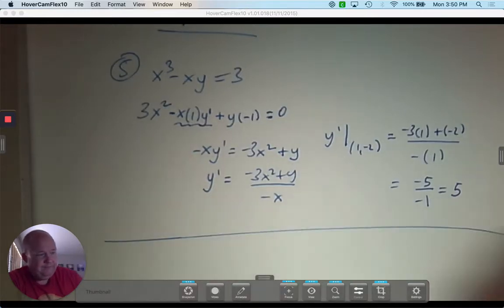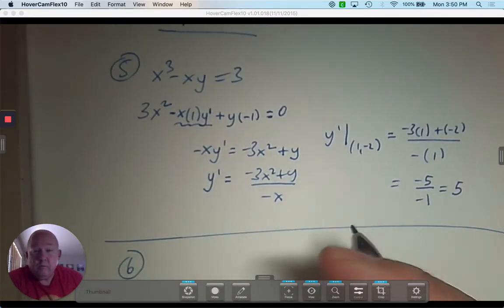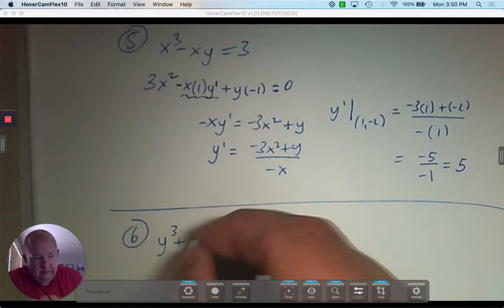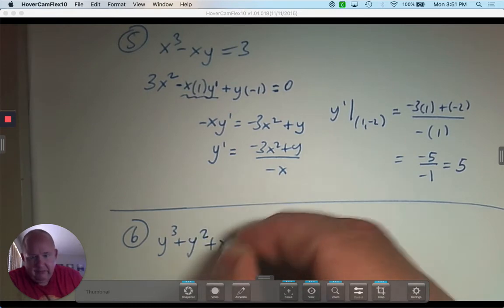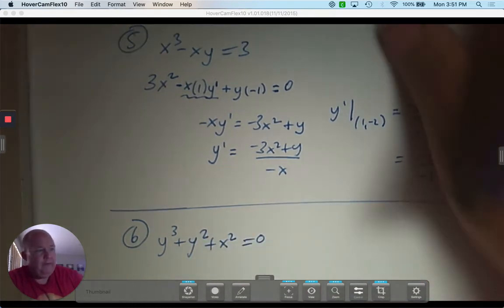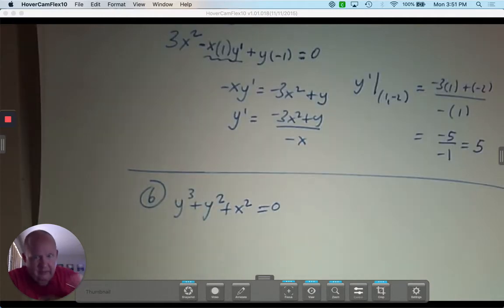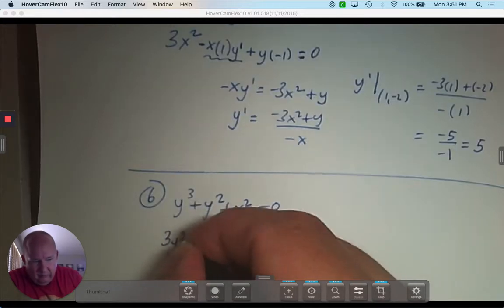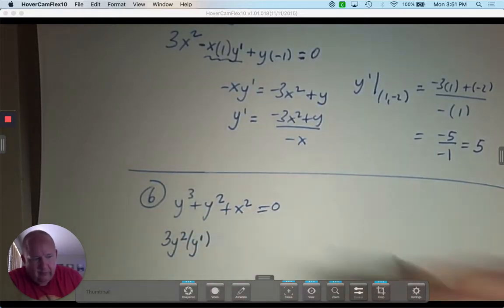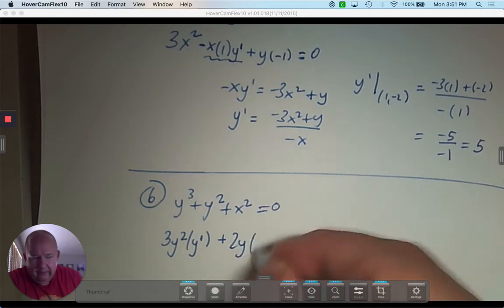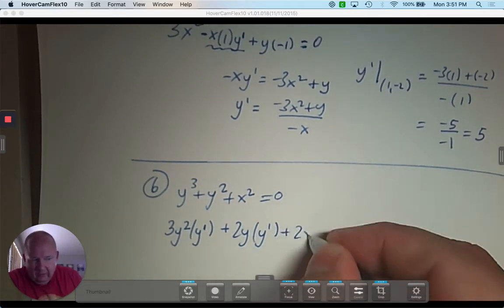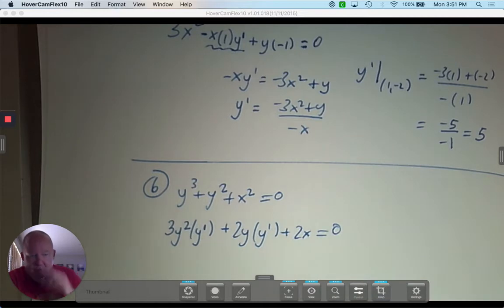All right, number 6. For number 6, we have y cubed plus y squared plus x squared equals 0, and we want to evaluate the derivative at a point, 2, -2. But first we need to take the derivative. The derivative of y cubed is 3y squared, but it needs the hook, y prime. Y squared is 2y, but it needs the hook, y prime. So whenever you're taking the derivative and there's a y in there, it needs that hook. The last one has no y, so it's just 2x, and that's equal to 0.